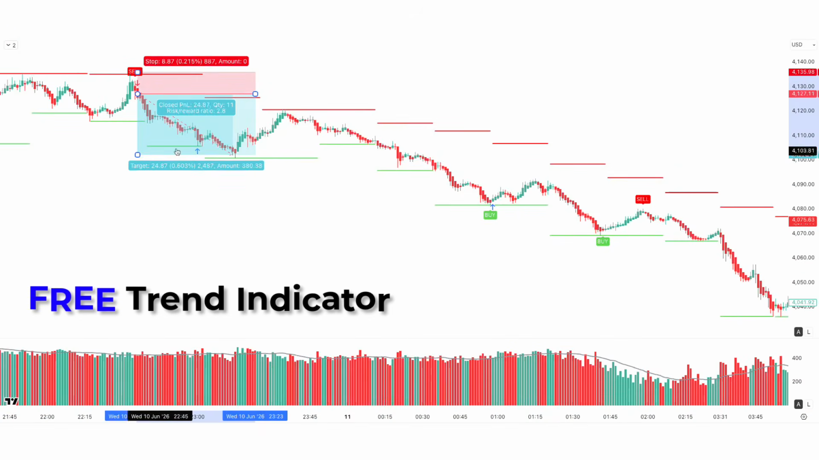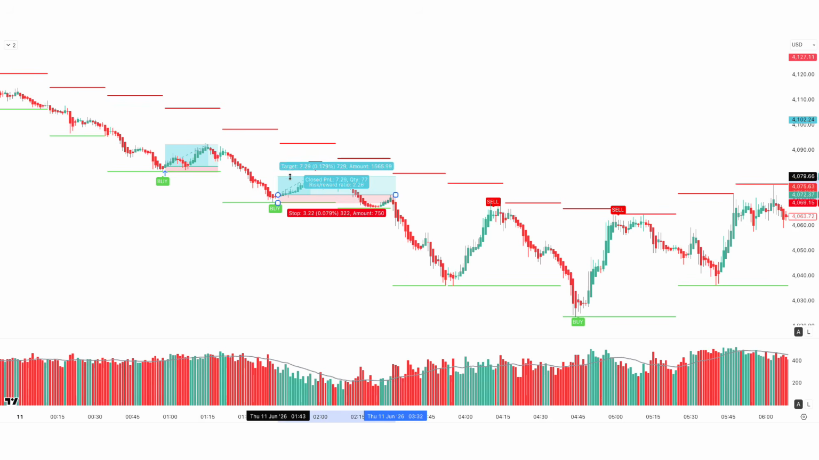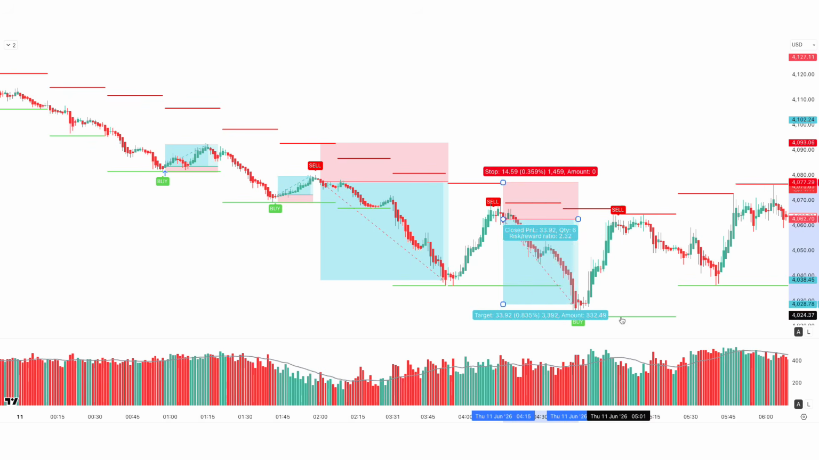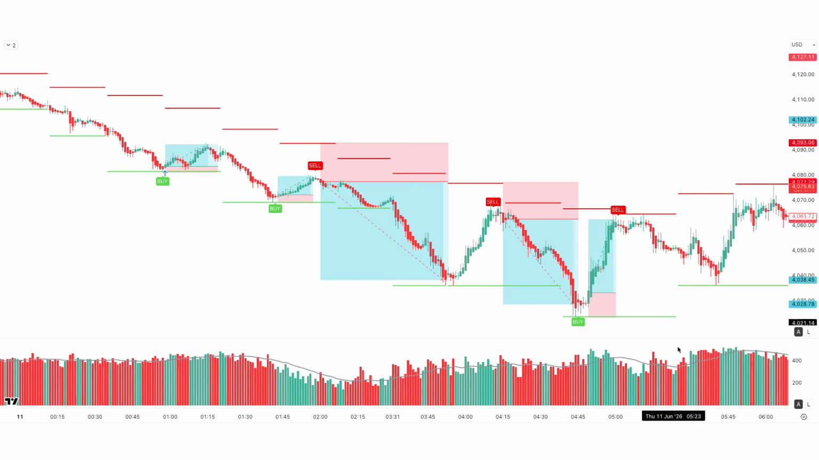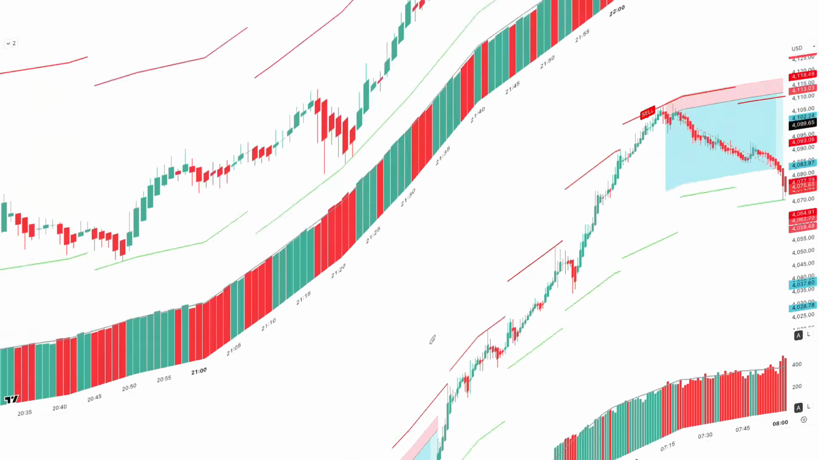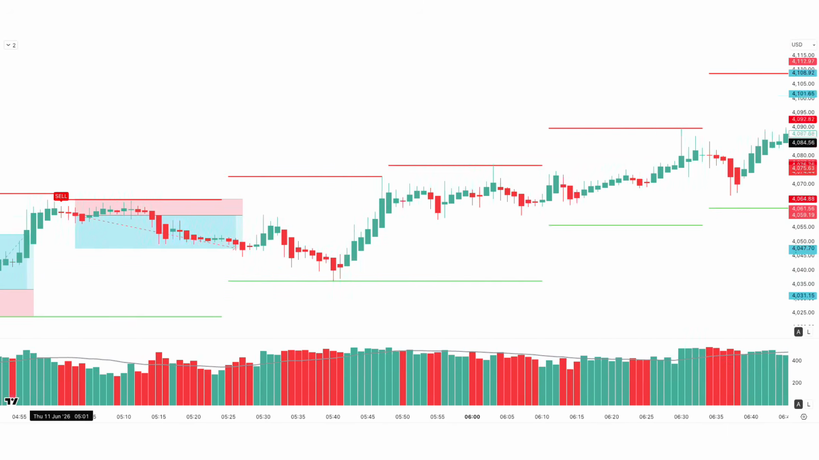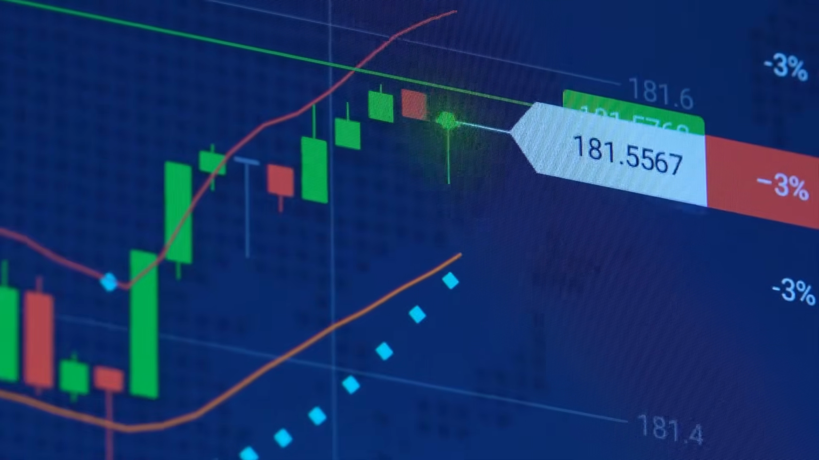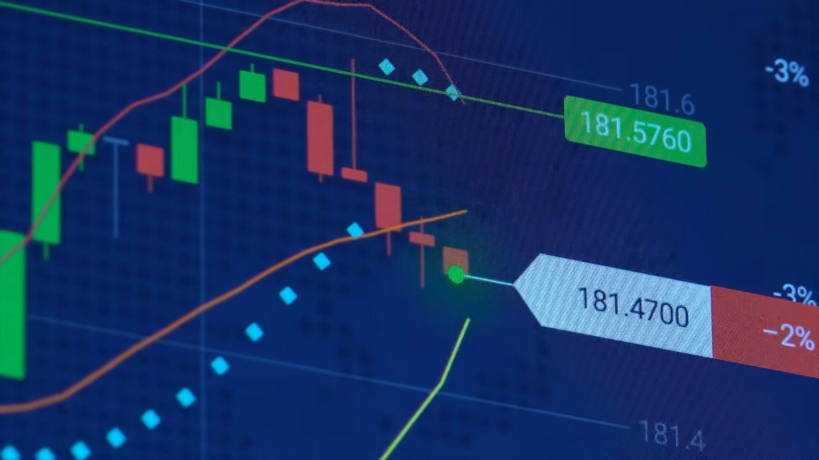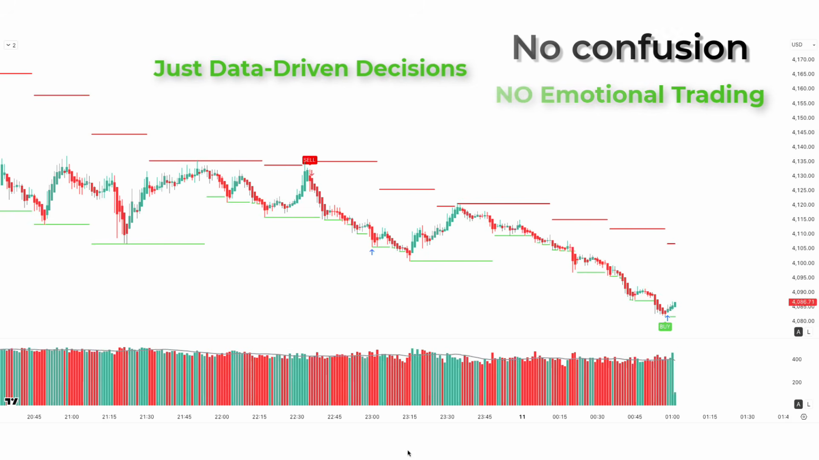Imagine having a free trend indicator that doesn't just give signals, but also tells you, based on past market data, how often it provided accurate entries, the losses incurred, and the profits generated, all without any guesswork. In this video, we are using a setup that comes with historical risk-reward backtesting. This means you can understand how the strategy behaves before even entering the live market. No confusion, no emotional trading, just data-driven decisions.